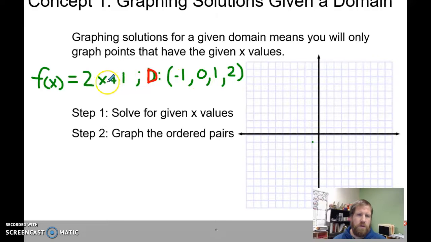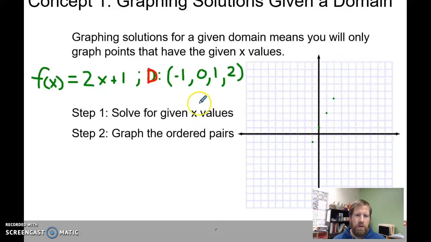At 0, we'll have a positive 1. At 1, we'll have 3. And at 2, we'll have 5. And you can see that if we were graphing this without a given domain, we would have a line, and our function would be linear, and it would just go along these 4 points.